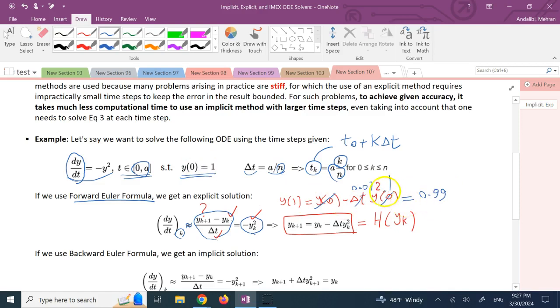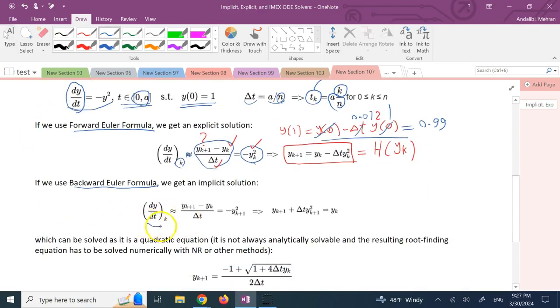And then you keep going. Then you plug in y of 1, you get y of 2, and so on and so forth. It's just direct plug and play. Now, on the other hand, if we use the backward Euler formula for approximation, then this y prime is approximated by y of k plus 1 minus y of k over delta t. This is equal to negative y at k plus 1 squared, because now we are calculating everything at k plus 1 based on k.